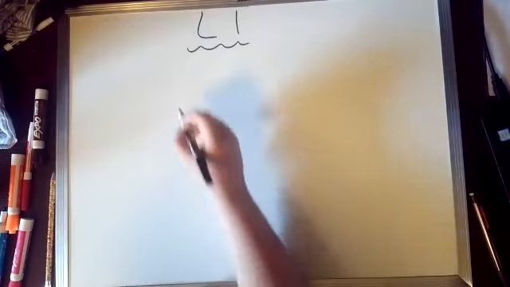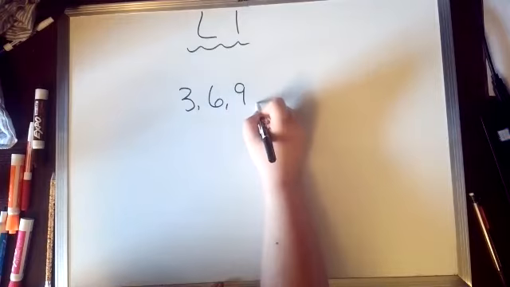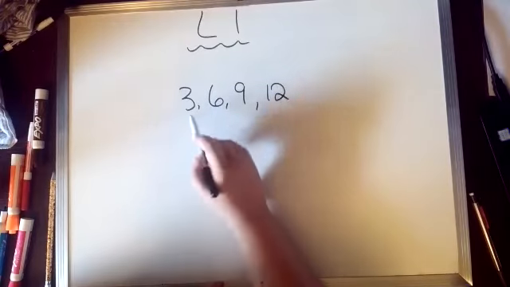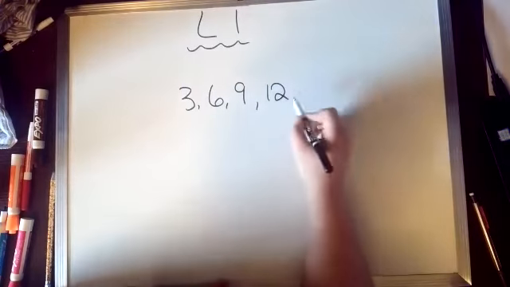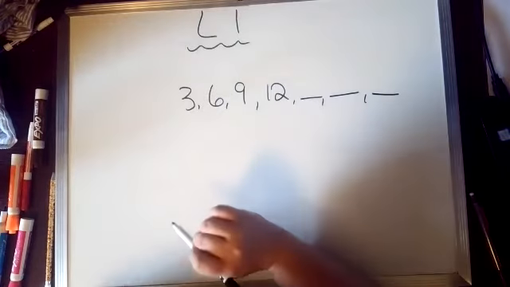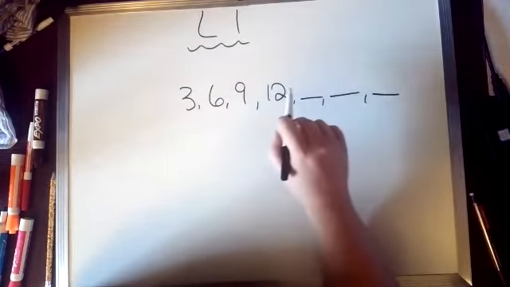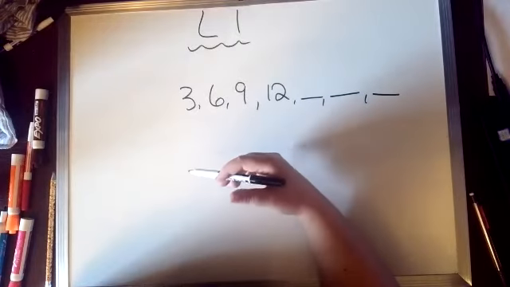Let's take a look at another sequence. So another sequence is 3, 6, 9, 12. Right now I have 4 terms in this sequence, and I'm looking for the next 3 terms in this sequence. Now, 3, 6, 9, 12, I can see that they're going up by my 3 times tables.